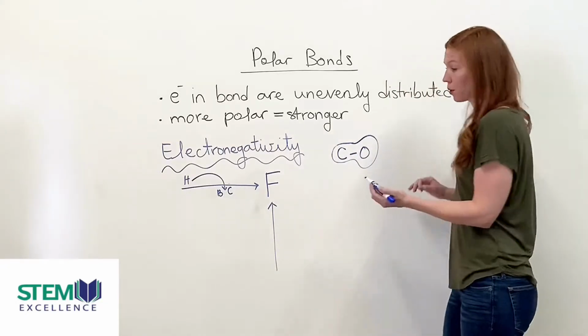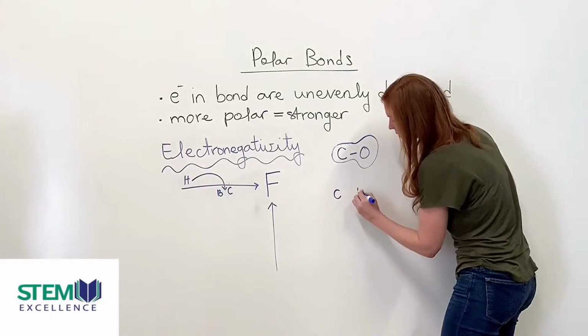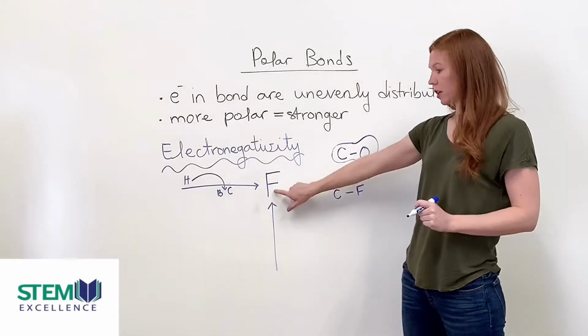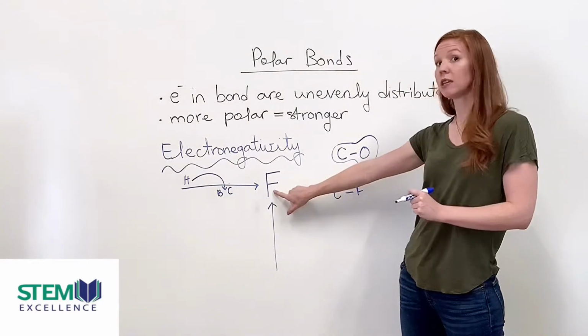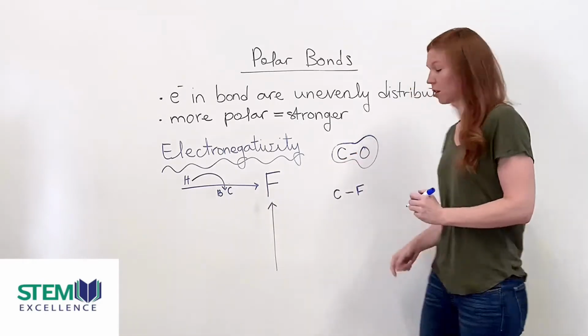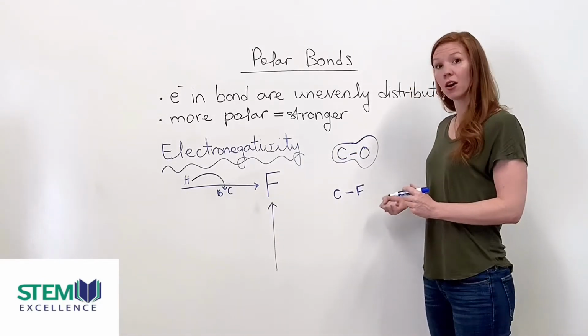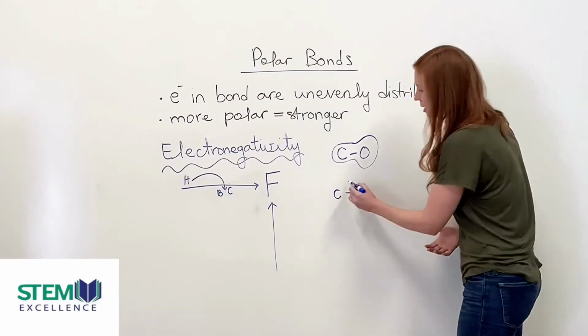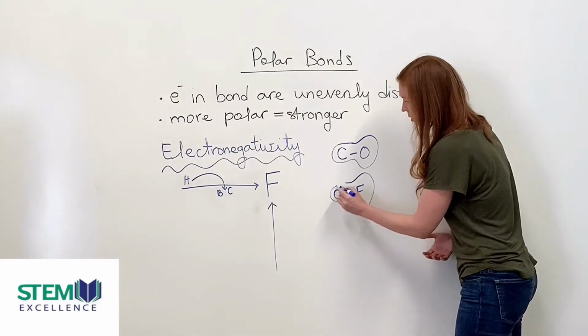For example, if we were comparing carbon and fluorine to carbon and oxygen, fluorine is higher in electronegativity, even more so than oxygen. So fluorine is going to pull even harder, thus creating even more of a difference in electronegativity and an even more polar bond.